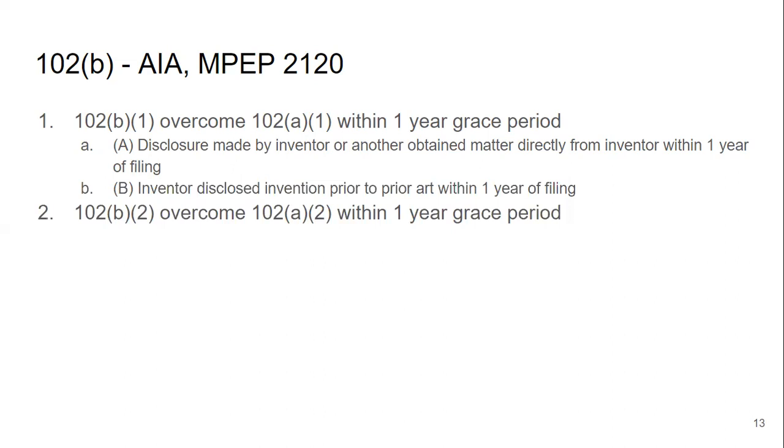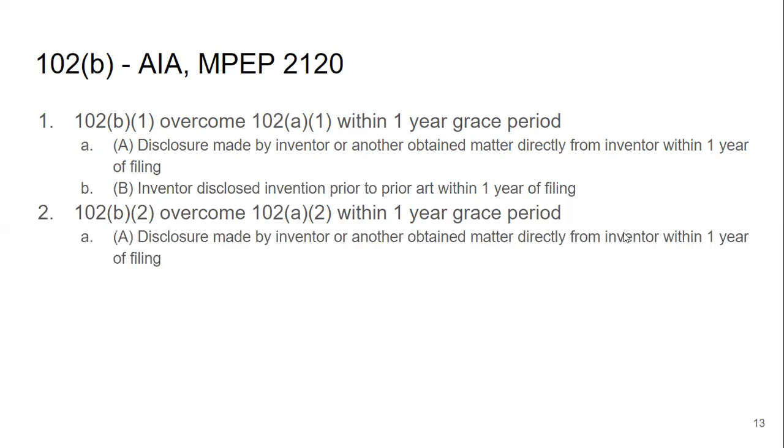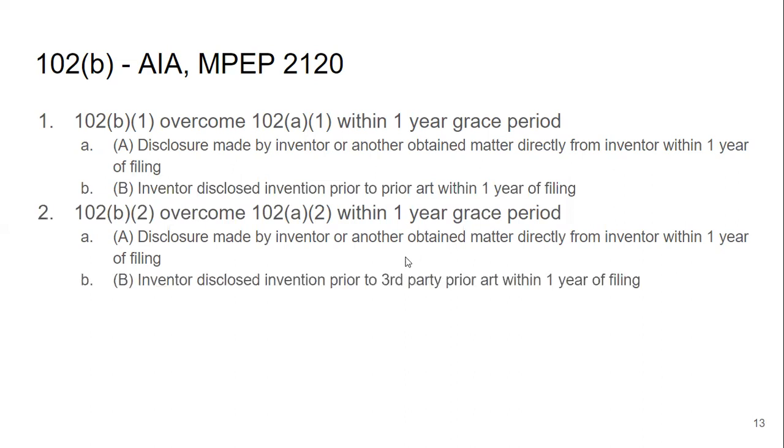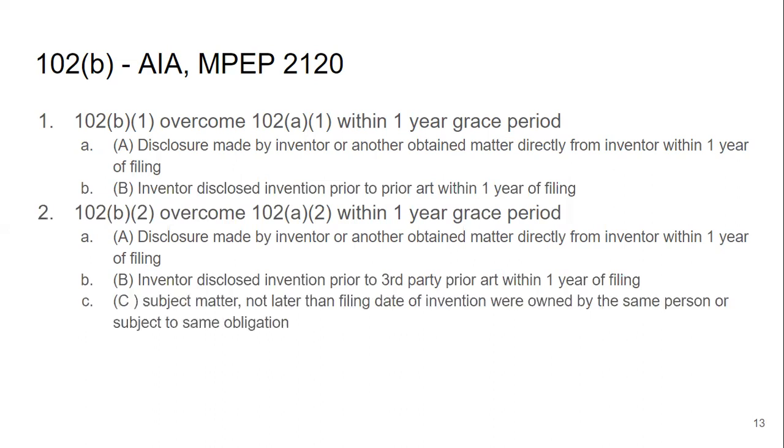And so remember 102(a)(2), that is the filing date one. So when the filing date of a reference overcomes the filing date of the application. But there's another 1 year grace period for this. And so that is very similar when the disclosure is made by the inventor or obtained the matter directly from the inventor within 1 year of filing. The inventor disclosed the invention prior to the third party filing within 1 year of filing. The subject matter not later than the filing date of the invention were owned by the same person or subject to the same obligation. So they'll kind of cover that a little bit more, but basically it's based off of the joint research ownership. So the joint research application, so the JRA.